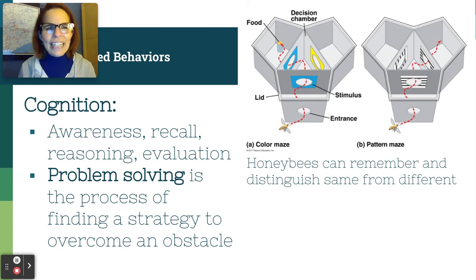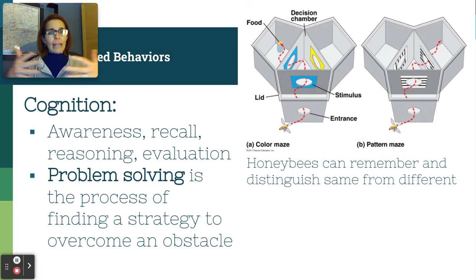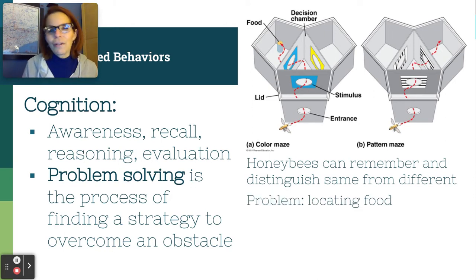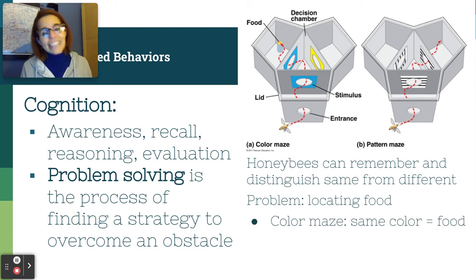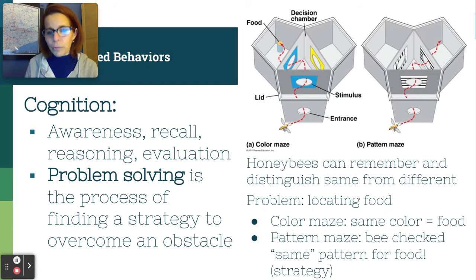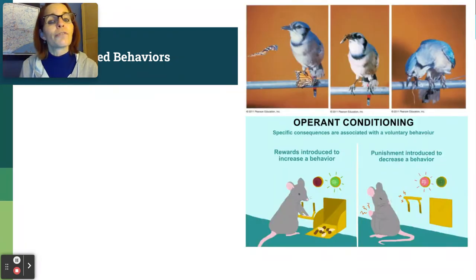But then the researchers mix it up and they change the pattern, and now the bee flies, and they show the same pattern. So there's no food. The bee is not smelling it. So they just show a pattern of black and white striped lines, and the bee, instead of going the same direction that it had been going all along, goes the other direction because that's the same. It's the same pattern. So it was a super interesting experiment where they were able to locate food. There was no food given in the second example, by identifying where the pattern was the same. So it says pattern maze, bee checked the same pattern for food, and that's showing the use of strategy.